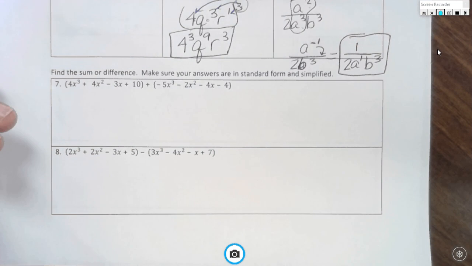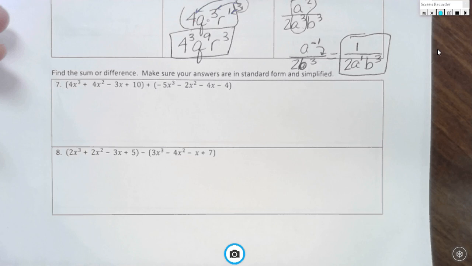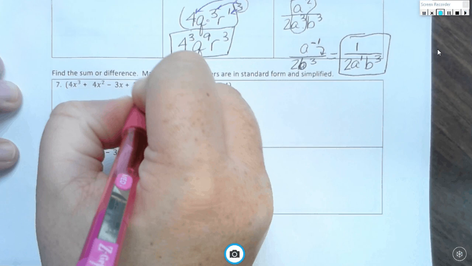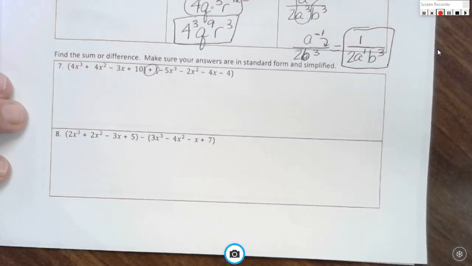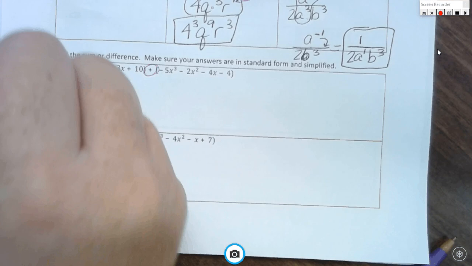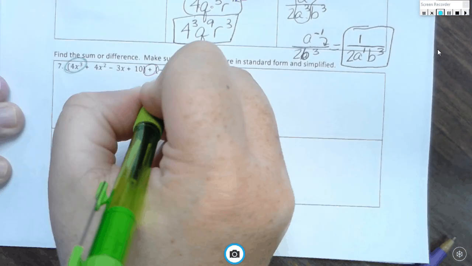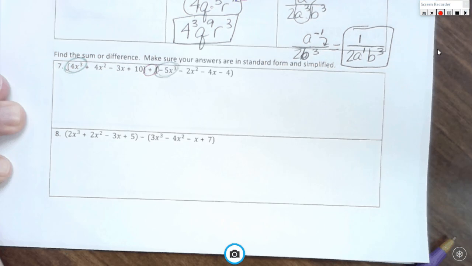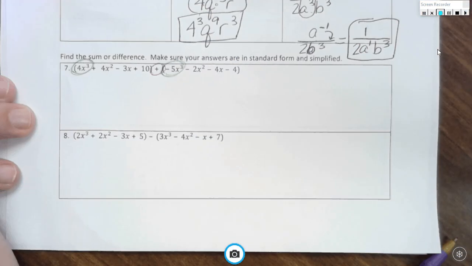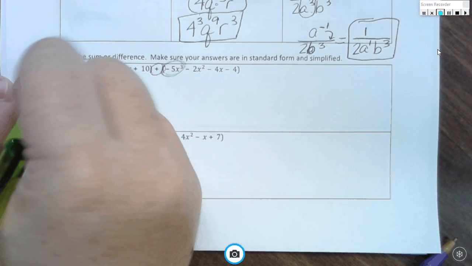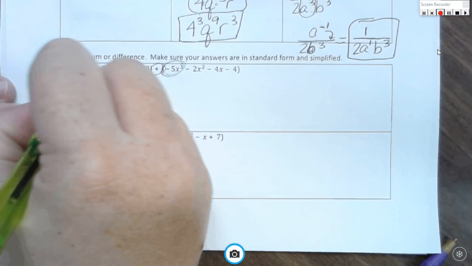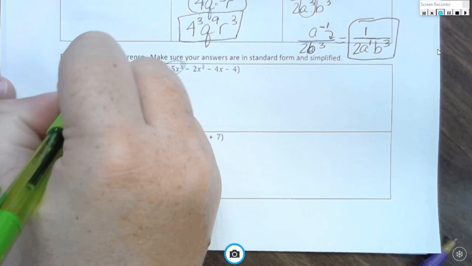Number 7 is one where you really need to carefully watch the operation in the middle. The operation in the middle is asking me to add, so that just means I need to combine like terms. So let's start identifying some like terms here. Let's start with the biggest exponent. I see a 4x to the third and a -5x to the third. Okay, so remember, when you're combining like terms, you combine the numbers in front, but you leave the exponents alone. So 4 and -5 would give me -1 x to the third.